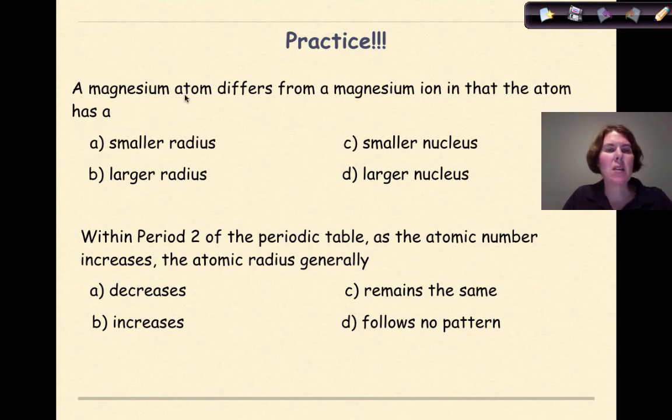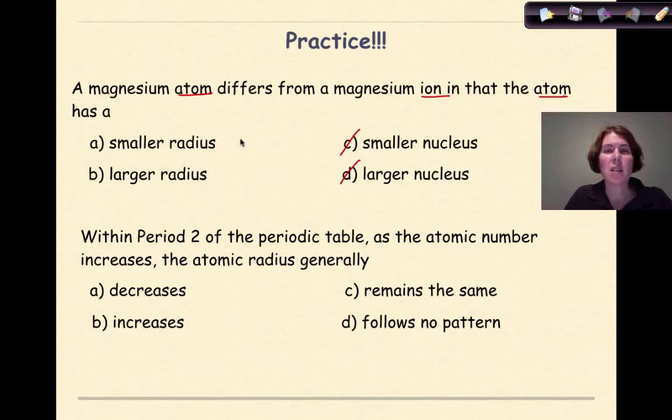A magnesium atom differs from a magnesium ion in that the atom has a smaller radius, smaller nucleus, larger nucleus. Well, we're talking about the difference between an atom and an ion here. And when we talk about the difference between an atom and an ion, the nucleus is not affected. So that means C and D are both out.